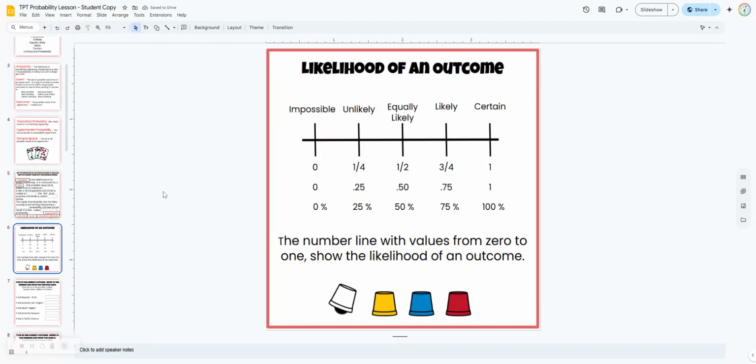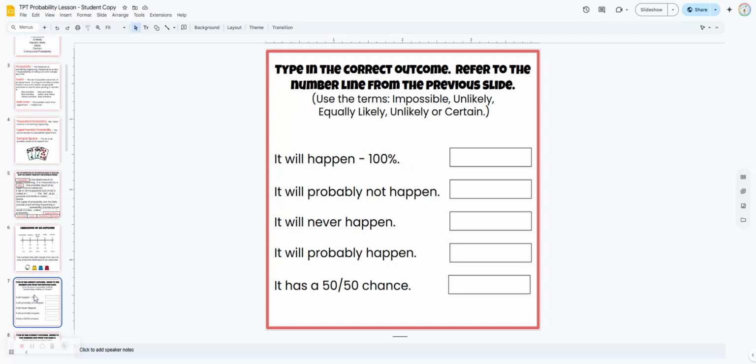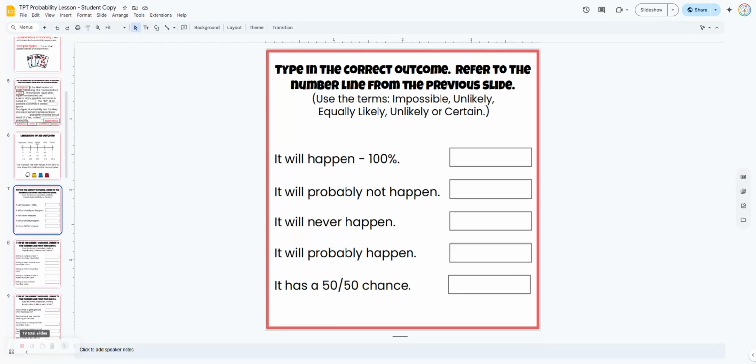Now we get to slide 6. You want to go over this with the students. This is the likelihood of an outcome. So if something's impossible, it would be at 0%. If it's certain, for sure it's going to happen, it would be at 1, which would be 100%. If it's right in the middle, equally likely, 50-50 chance, that would be 1/2 or 50% chance. If it's probably not going to happen, it might, but it's probably not, that would be unlikely. And likely means it probably will. So students are going to use these terms on the next 3 slides.